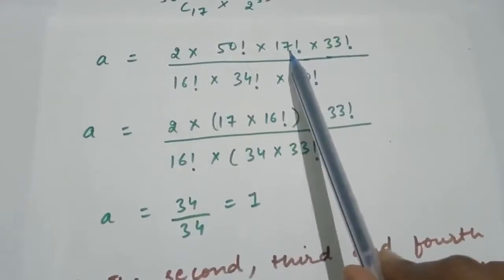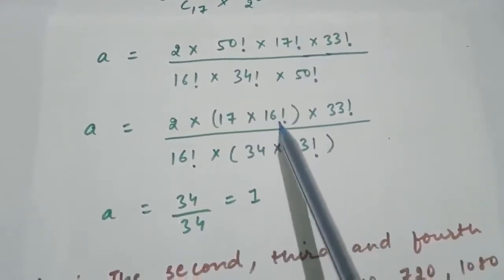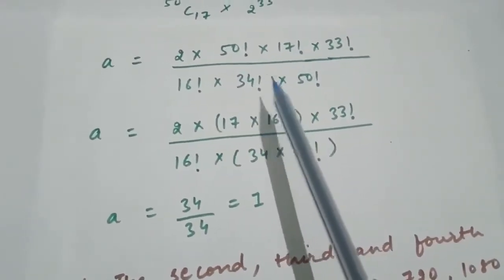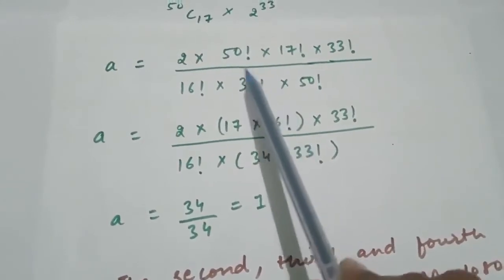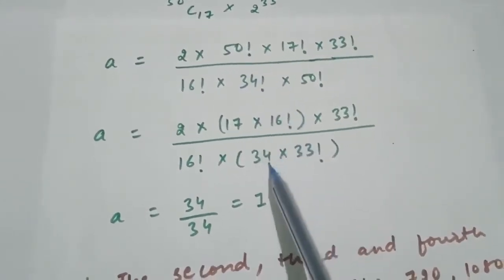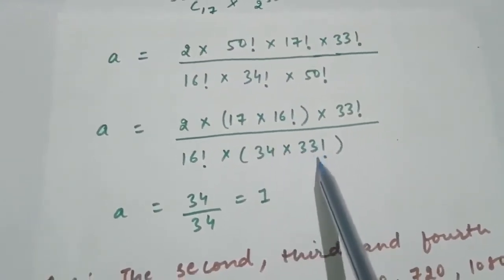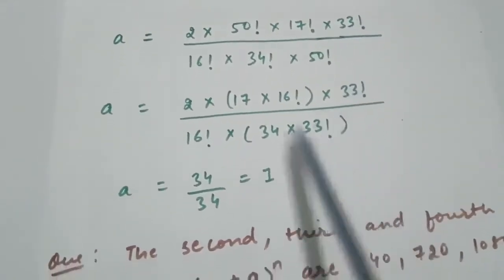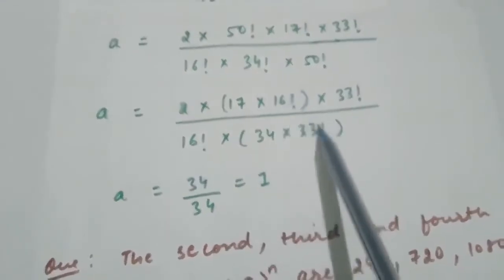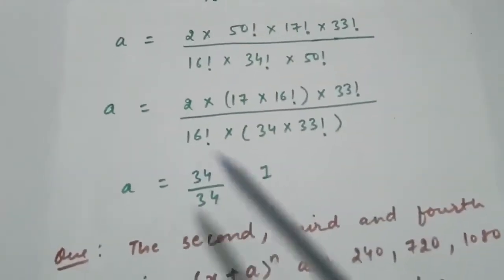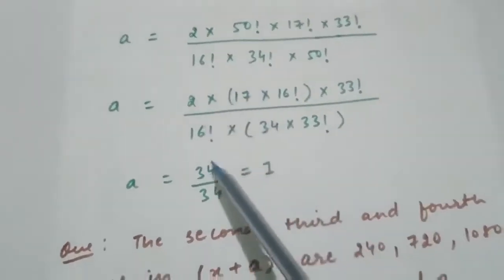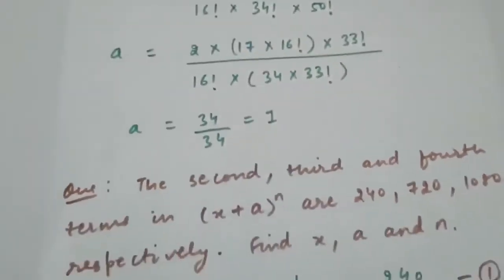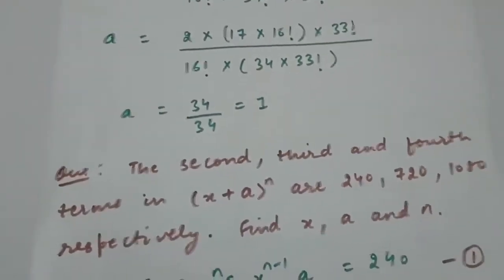So write this 17 factorial as 17 into 16 factorial. Similarly in the denominator write this 34 factorial as 34 into 33 factorial, because in the numerator we have 33 factorial. Now cancel the 16 factorial and 33 factorial. Right, so this will be 34 upon 34. Therefore, the value of A will be 1.